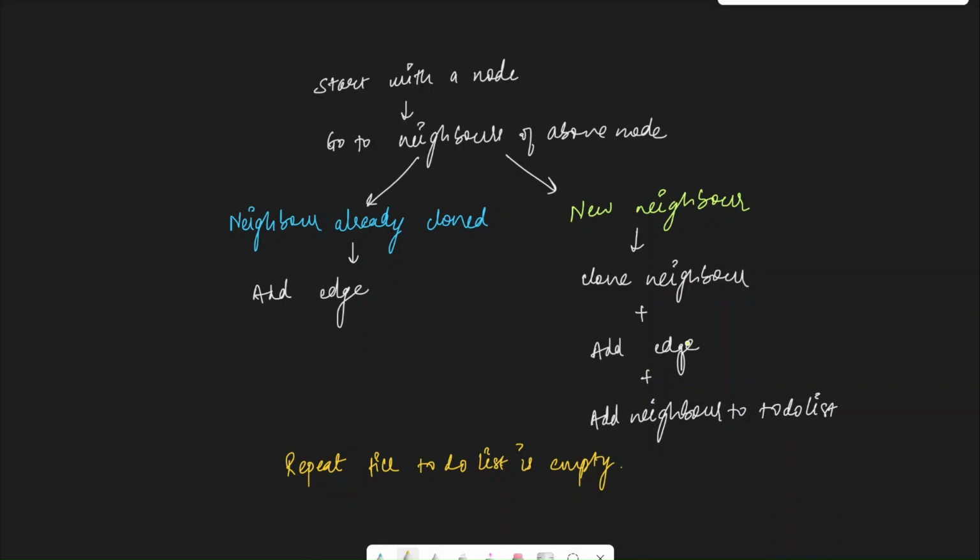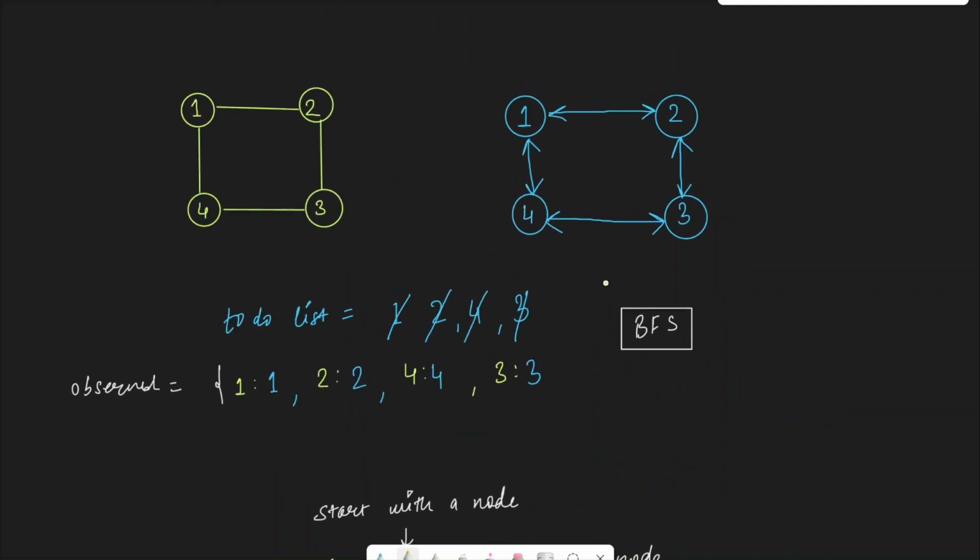We have to add the edge to the neighbor and also add this neighbor to the to-do list so that we can visit this neighbor later on. Till when do we need to keep doing this? We need to keep doing this till our to-do list is empty. That's exactly what we have done over here.